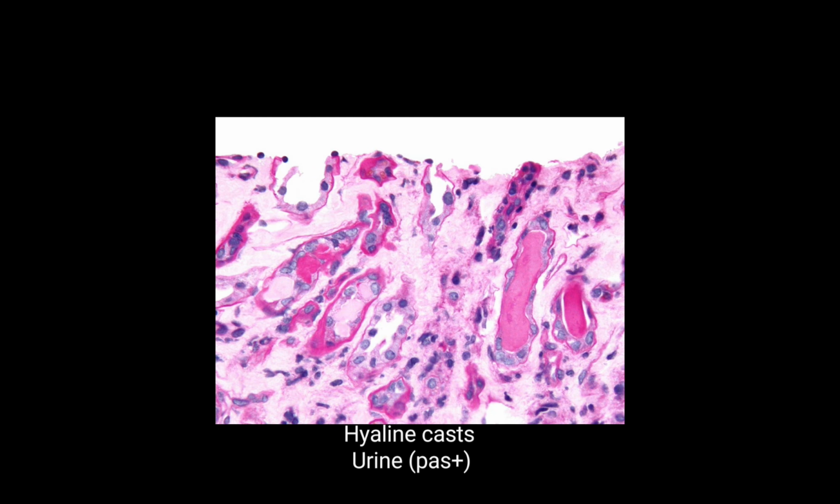Then the next image is of hyaline cast. How will we identify hyaline cast? The hyaline casts are pinkish in color, like this one. Hyaline casts are present in the urine and these are PAS positive. They stain positively with the PAS stain.